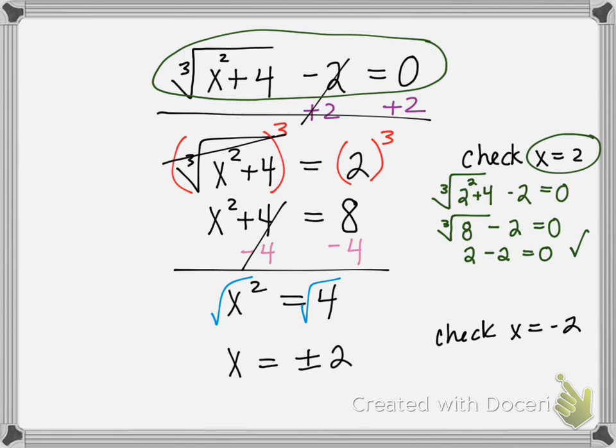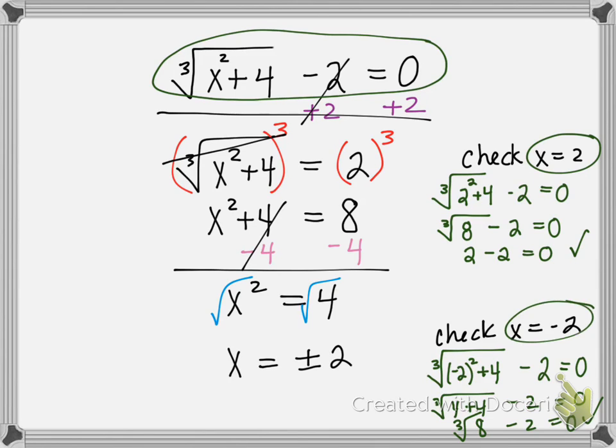Now let's check negative 2. If I plug in negative 2 for x, I would have the third root of quantity negative 2 squared plus 4, and then subtract 2 from that, and it should be equal to 0. We will get a true statement because negative 2 squared is 4. So we're back to the third root of 8, right? And then we're subtracting 2 from that, which is equal to 0. So we don't have any extraneous solutions here. The solutions are plus or minus 2.